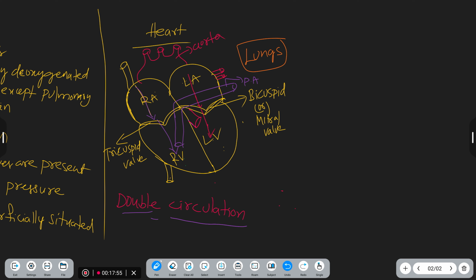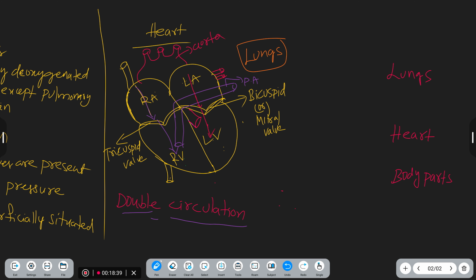Understood? So see here, heart, then body parts, lungs. Understood? So you have to write this flow chart also. If they ask the double circulation, you have to write the flow chart. So first your definition you have to write. What is the definition for double circulation? The blood will enter to the heart twice. So that circulation is nothing but double circulation.